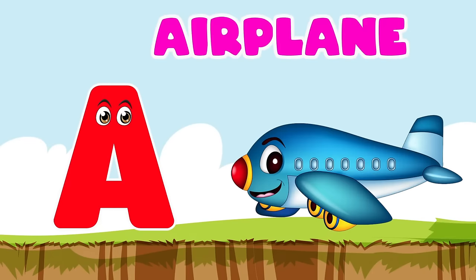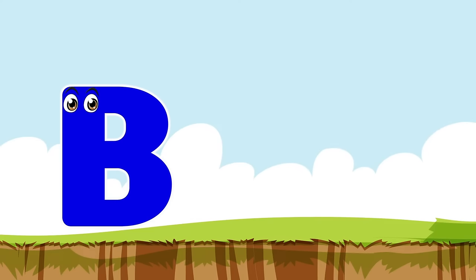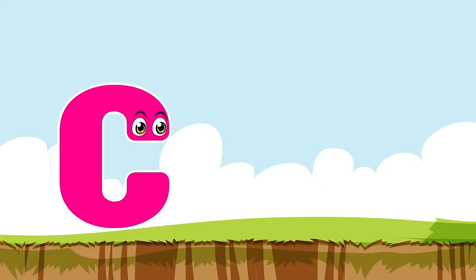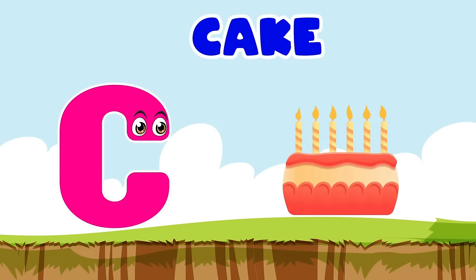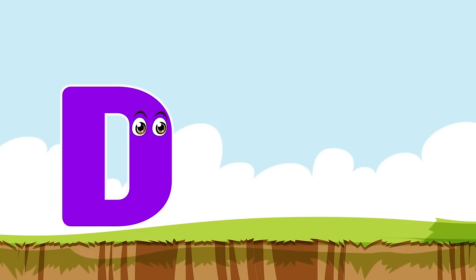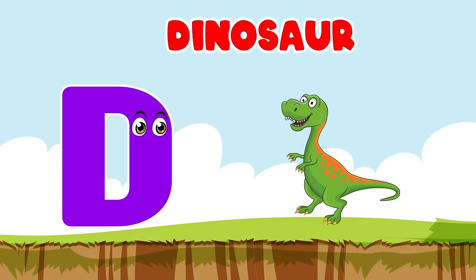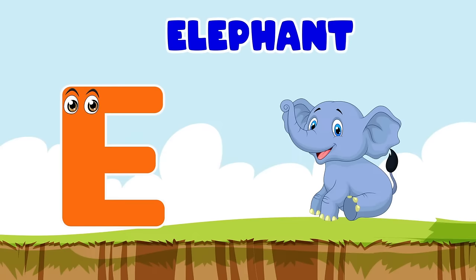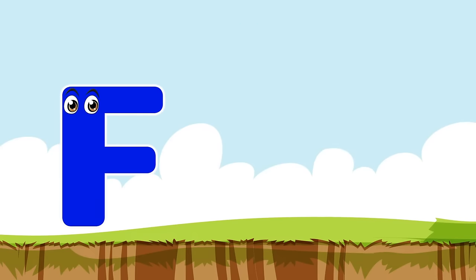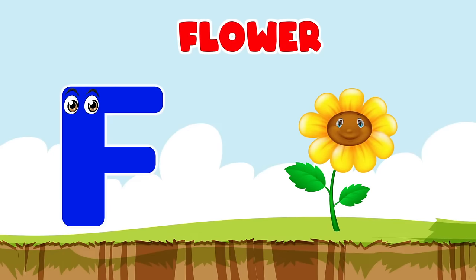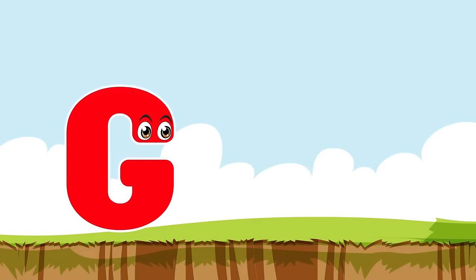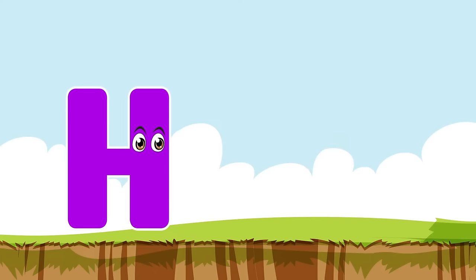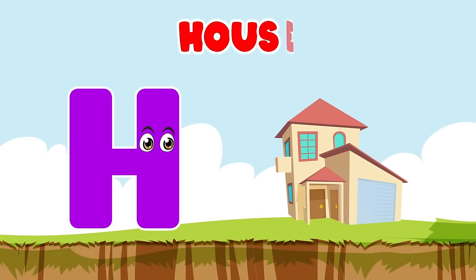A for airplane. B for banana. C for cake. D for dinosaur. E for elephant. F for flower. G for grapes. H for house.